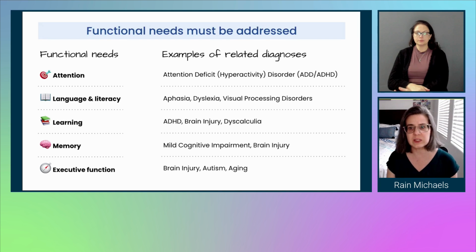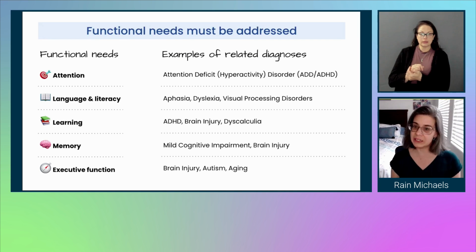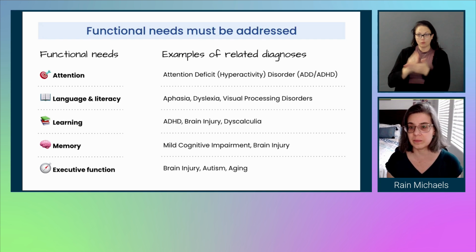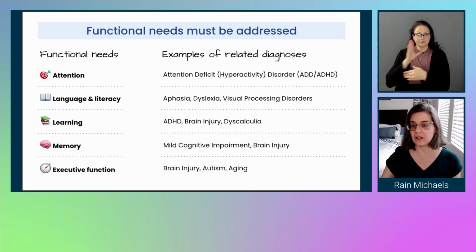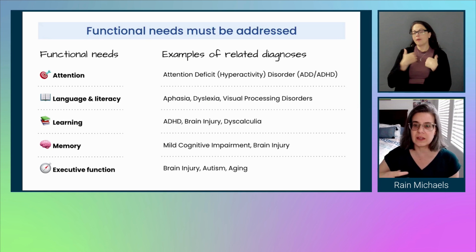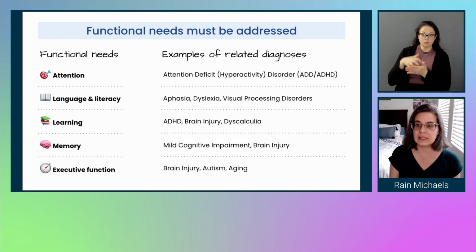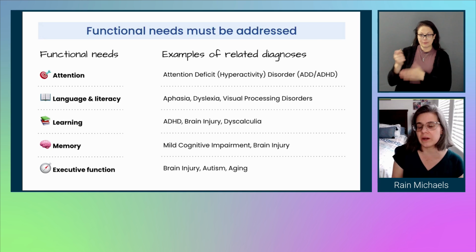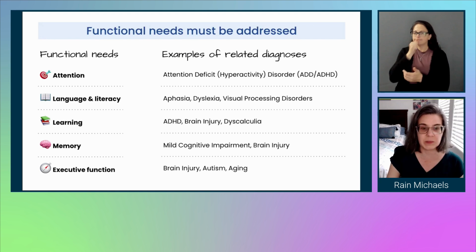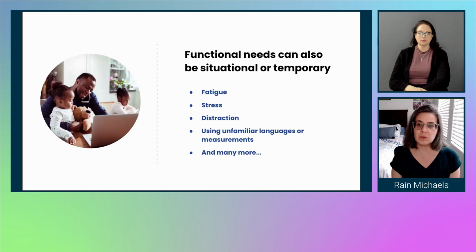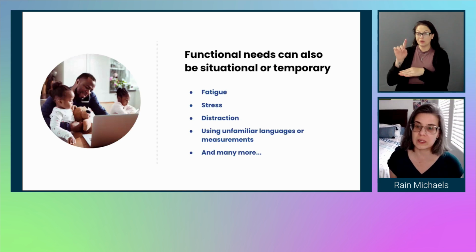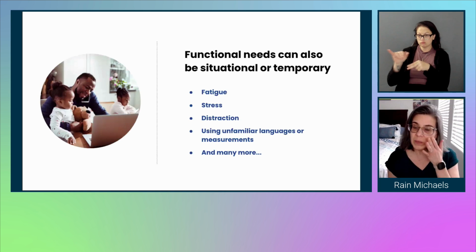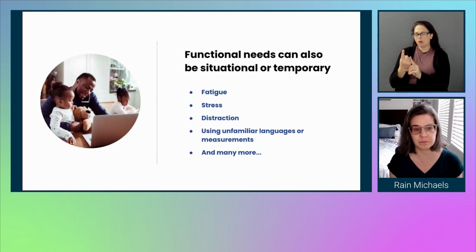So these functional needs may very much be permanent needs for individuals. There are many individuals who are going to have strengths in some areas and weaknesses in others, and really need something to help them where they have weaknesses so that they can get through some of the barriers that they may experience. But it's also important to note that a lot of these functional needs can be situational or temporary as well, and can impact anybody at any time.